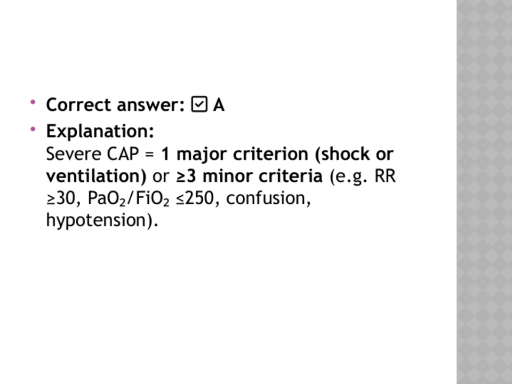These minor criteria include things like a respiratory rate of 30 or more per minute, a PaO2 to FiO2 ratio of 250 or less, signs of confusion, or low blood pressure. Recognizing these criteria is crucial because it guides us in determining the severity of the illness and deciding on the appropriate level of care. Keeping these points in mind helps us ensure we're providing the right treatment intensity for our patients.